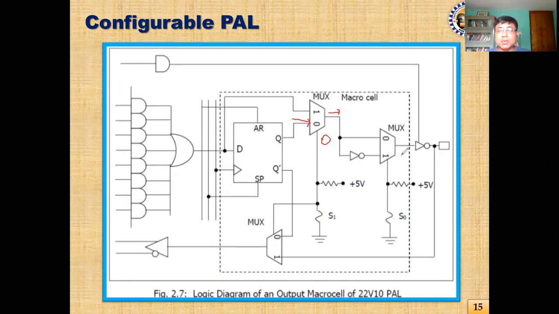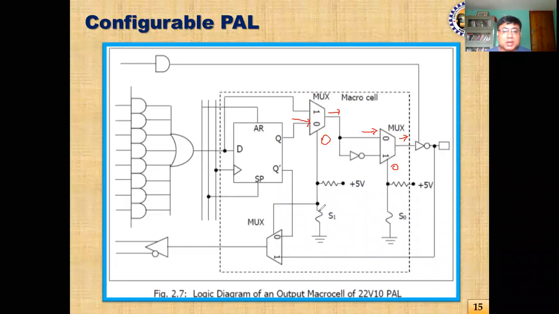Similarly, over here we have got another multiplexer. So you can see, if this is 0, then this input will go to the output. And if it is 1, then this input will go to the output. So this is the basic multiplexer function. Now see, S1 and S0, we can keep it, or we can remove it.